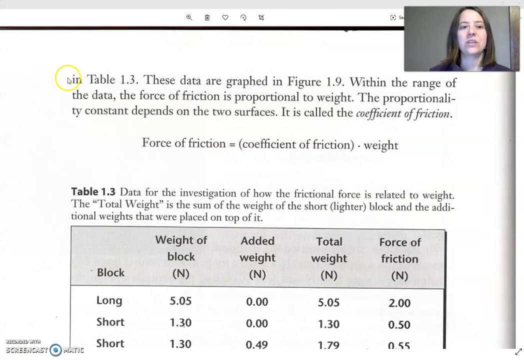The data is shown in table 1.3. These data are graphed in figure 1.9. Within the range of the data, the force of friction is proportional to weight. The proportionality constant depends on the two surfaces. It is called the coefficient of friction. So now our proportionality constant that we have been calculating when we're dealing with friction is called the coefficient of friction. So same thing, but a different name. So we know the force of friction equals the coefficient of friction times the weight.